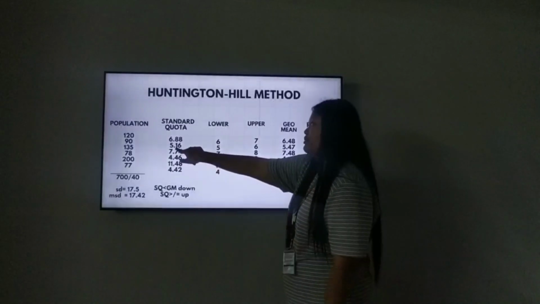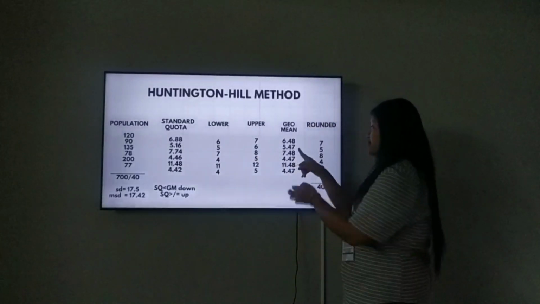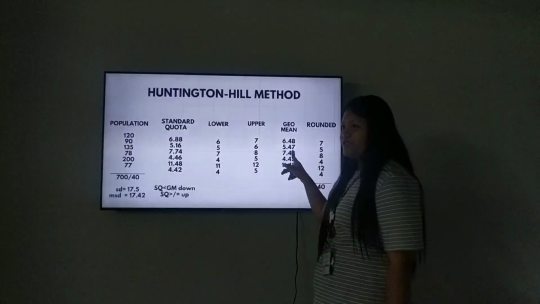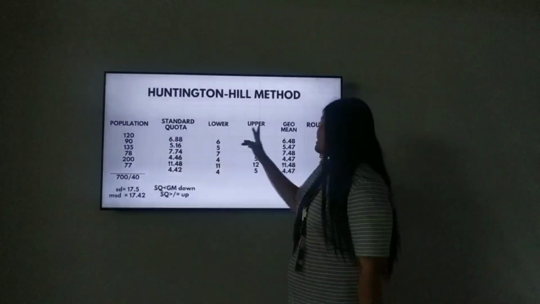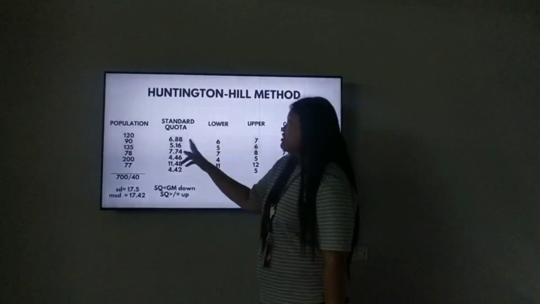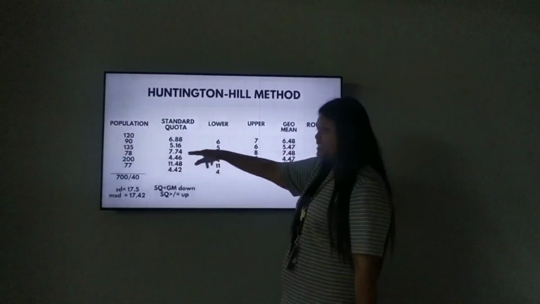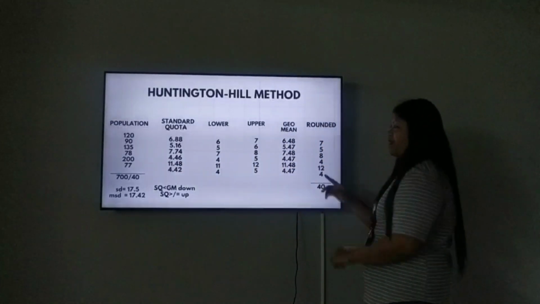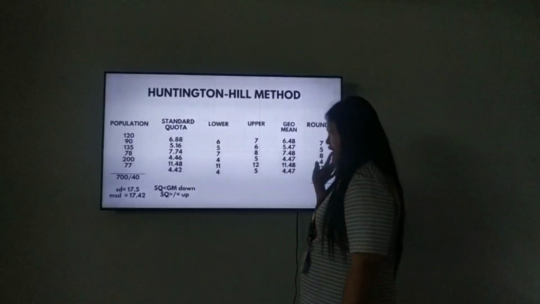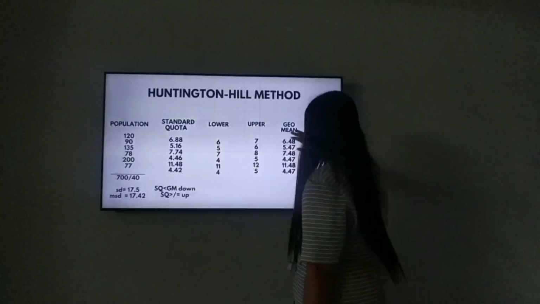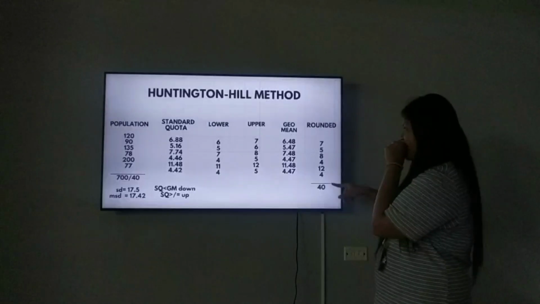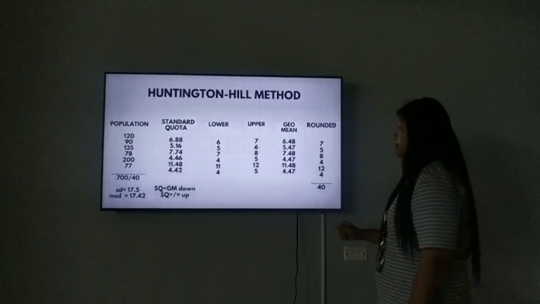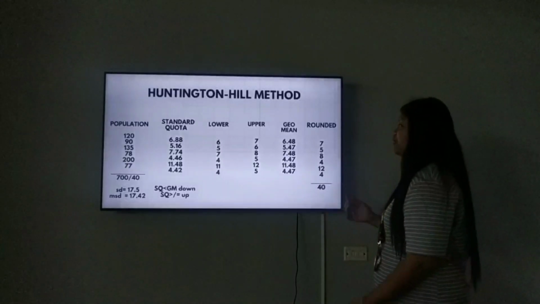Same process: 5.16, compared to the geometric mean, which is 5.47. We can see that the geometric mean is greater than the SQ, and the SQ is less than the geometric mean. So 5 will remain as 5. Same process as the others. After getting all the rounded data, we sum it up to get our final allocation.